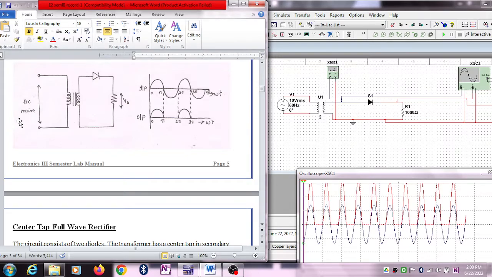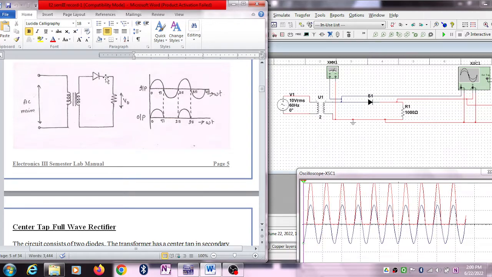The AC mains in India is 50 Hertz frequency and 230 volts, and this is the primary of the transformer, this is the secondary of the transformer. Primary is going to the mains, the secondary positive is going to the anode, and the cathode is connected to the resistor. So when the power is switched on, plus voltage appears here and negative voltage appears here.